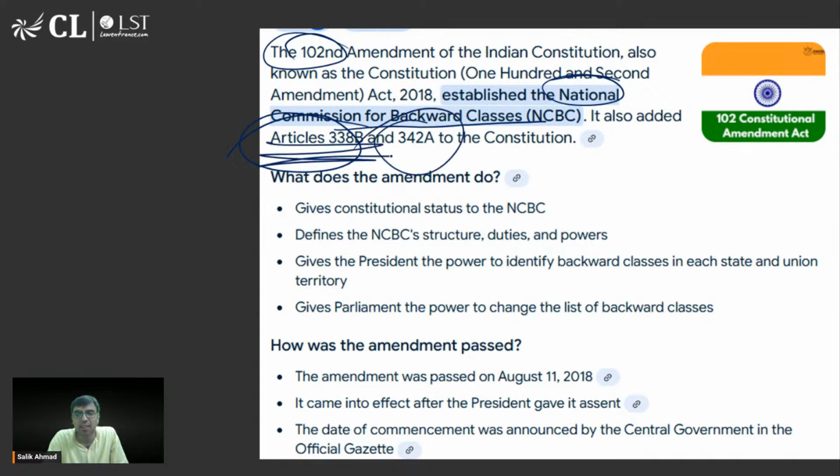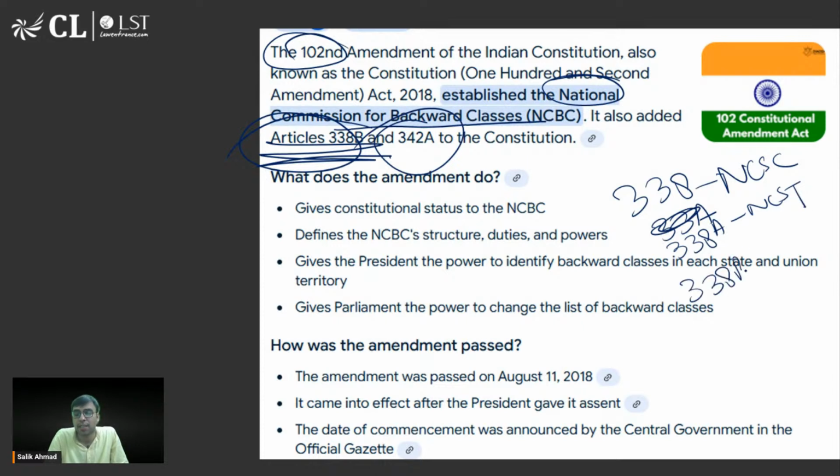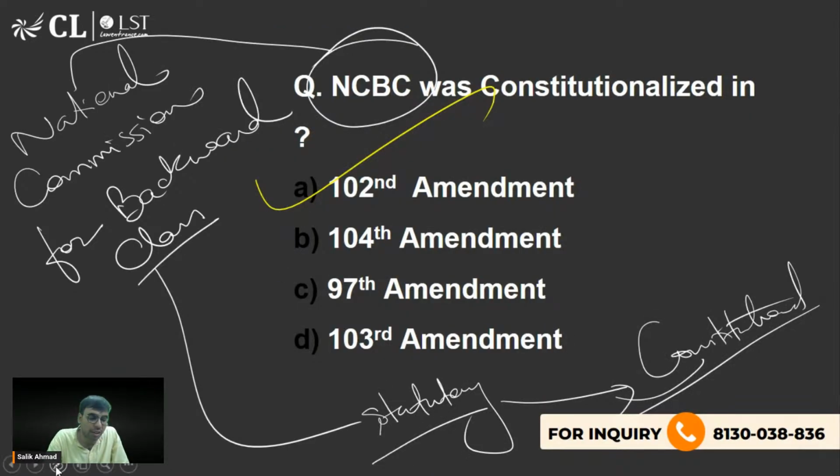ये मेन आर्टिकल है. देखो 338 जो है ना नेशनल कमीशन फॉर शेड्यूल कास्ट है. 338 capital A is National Commission for Scheduled Tribe, और 338 capital B is National Commission for Backward Class. ठीक है. Yes, Namo, very good. You know about all the amendments. It's great that you know it.